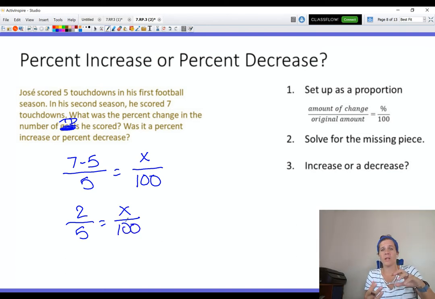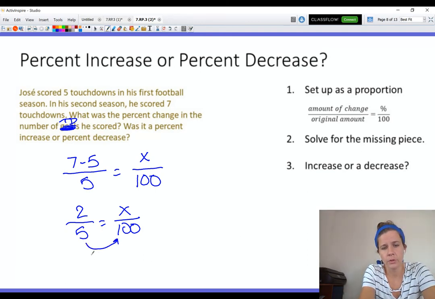Okay, remember we want to isolate the variable. There's 2 ways you could do it. You could ask yourself, what did I do to 5 to get to 100? I multiply by 20. So I multiply the 2 by 20 as well to get x equals 40%.